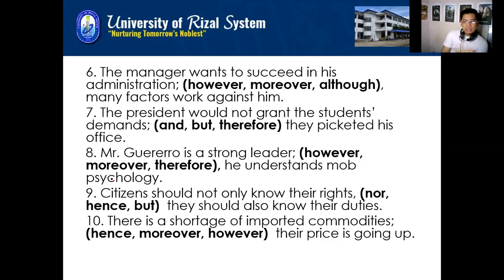The manager wants to succeed in his administration. However, moreover, although many factors work against him. Seventh, the president would not grant the students' demands, and but therefore they picketed his office. Eight, Mr. Guerrero is a strong leader. However, moreover, therefore, he understands mob psychology. Citizens should not only know their rights, nor hence but they should also know their duties.